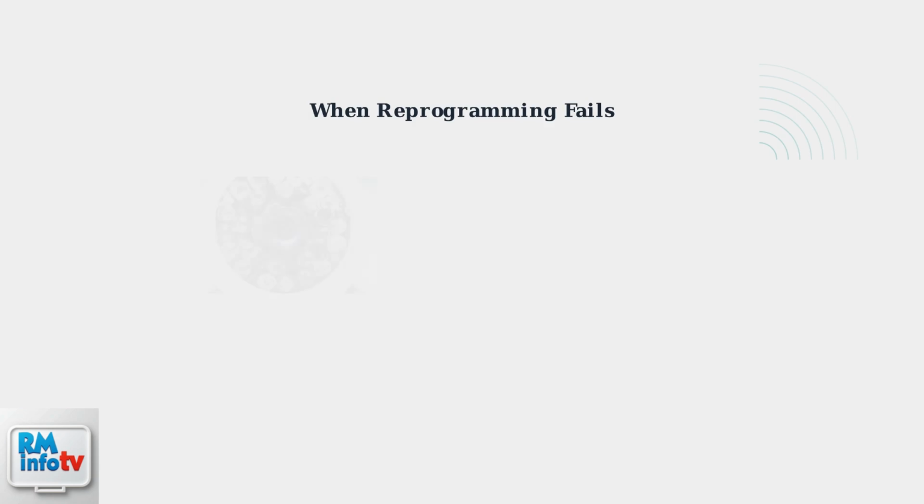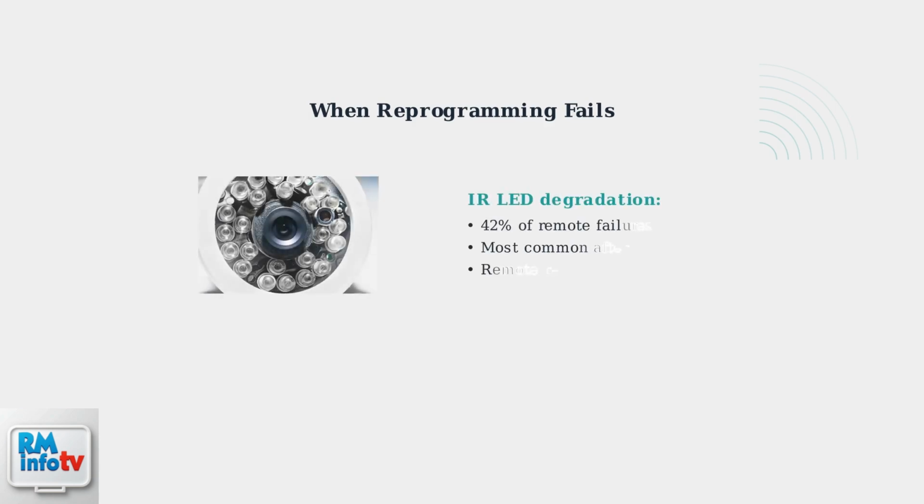If reprogramming doesn't work, the issue may be hardware failure. IR LED degradation accounts for 42% of remote failures, typically occurring after 18 months of use. In these cases, remote replacement has a 95% success rate.